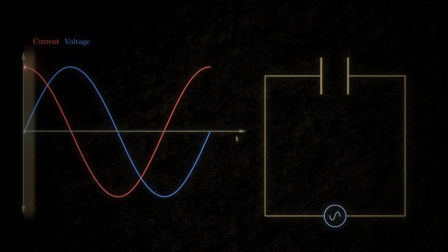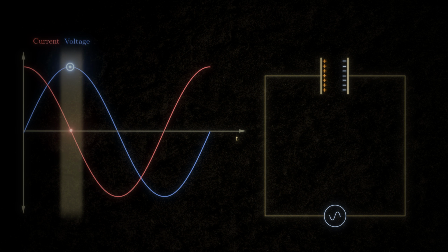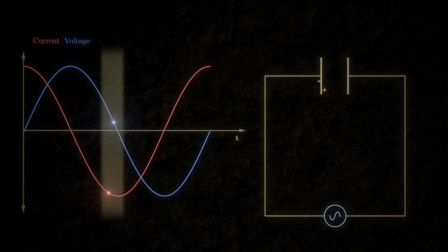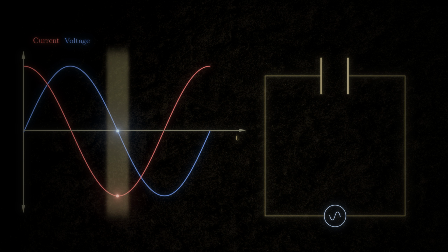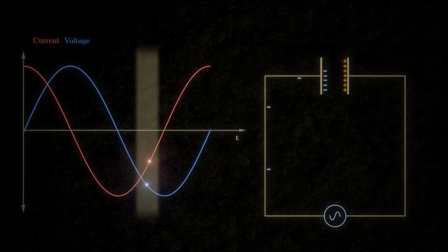As the voltage rises, charge builds up. At the peak voltage, that buildup stops. And since current is the flow of charge, when the charges stop moving, at that point the current is zero. Then as the voltage falls, the charge flows back, and that's when the current is the largest. So unlike resistance, voltage and current don't peak at the same time.